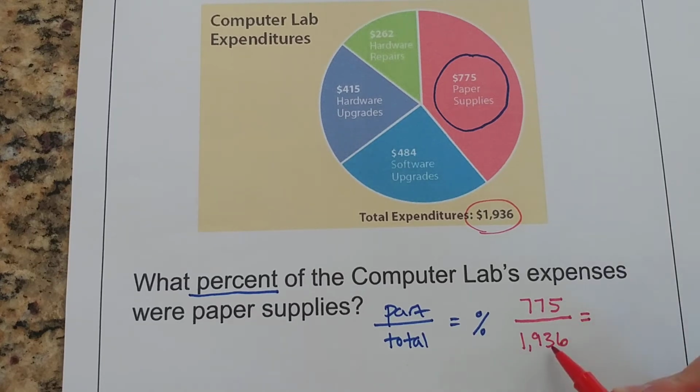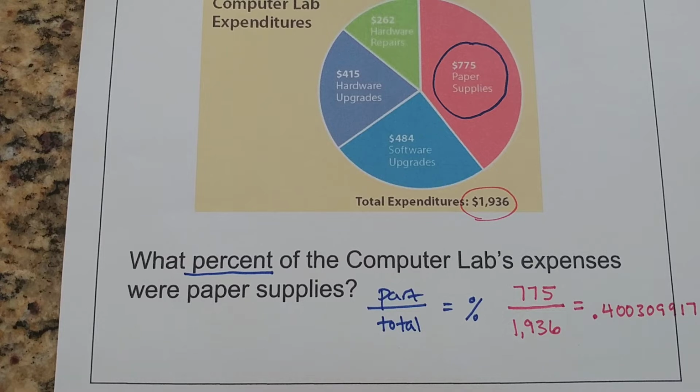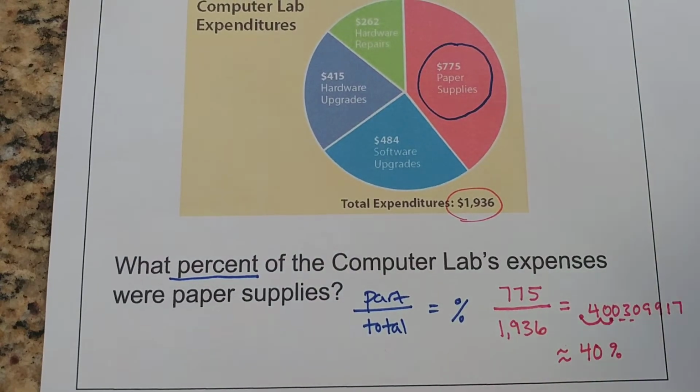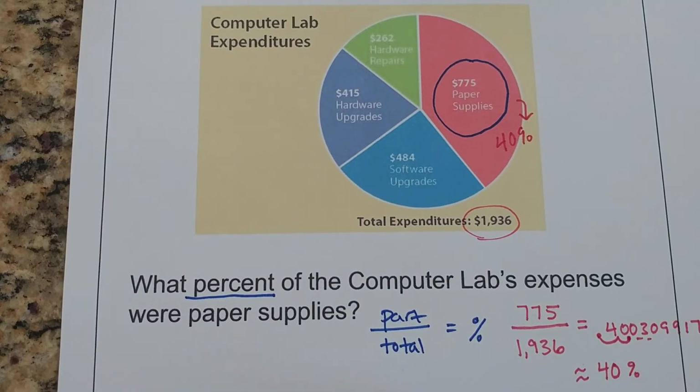When I use the calculator to divide, I get 0.400309917. It continues to go on. I want to change this to a percentage. I move the decimal point 2 places to the right, and I get about 40%. Now I could round to the tenths or the hundredths, but look at the decimal place right after. I see that digit's a 0. So it's pretty safe to say that this is approximately 40%. So it looks like about 40% of the money was spent on paper supplies.